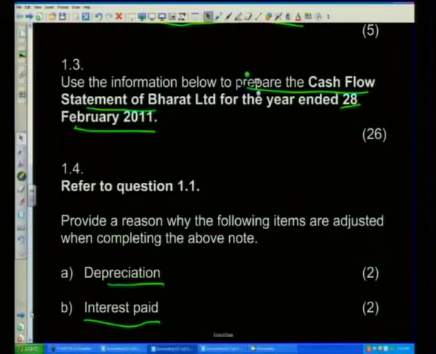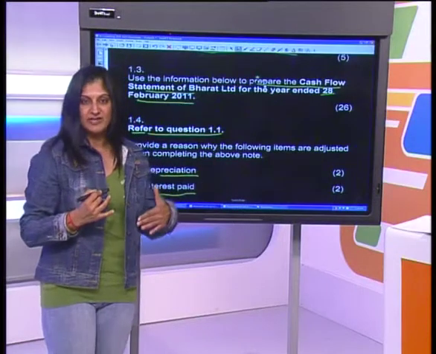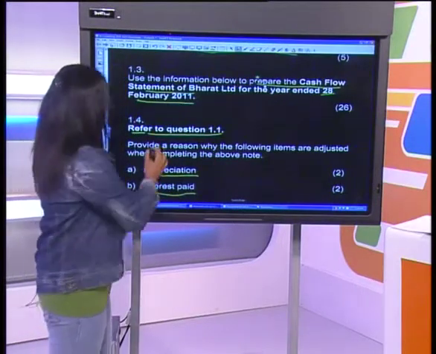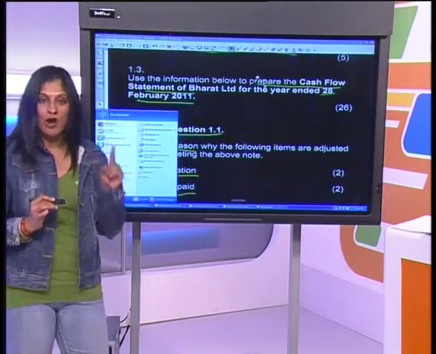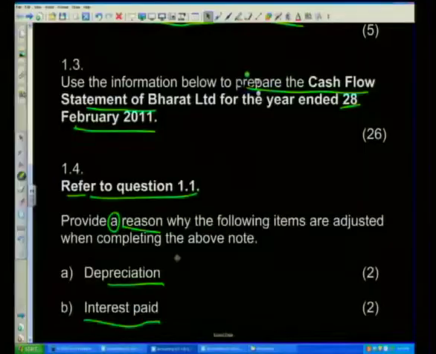Right, question 1.4 wants us to refer to question 1.1. That was where we completed the cash generated from operations note. Provide a reason, people, just one reason why the following items are adjusted when completing the above note. Firstly, depreciation, and then interest paid. Right, let's start with depreciation.